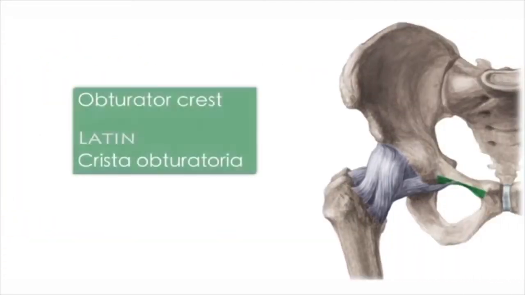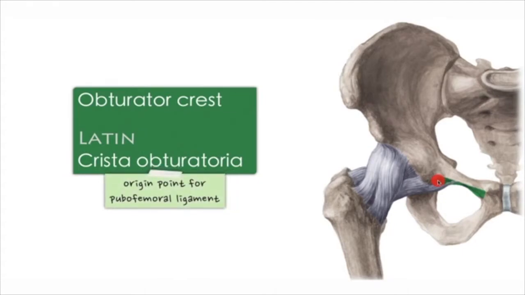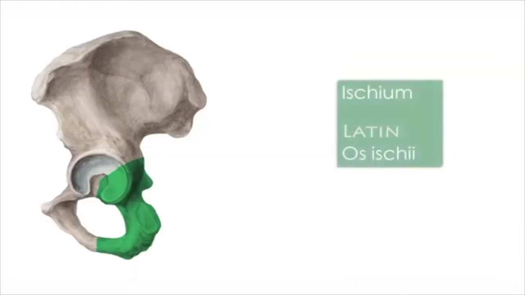Now let's talk about another structure, and this one is the obturator crest. The obturator crest extends, as you can see here on this image, from the pubic tubercle all the way to the acetabulum, forming this crest. And it is the origin point for the pubofemoral ligament. Very important origin point for this ligament.